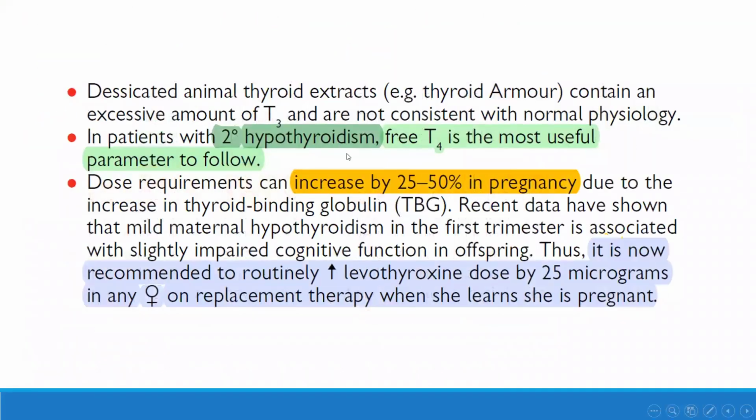So don't forget that in pregnancy, once the patient gets pregnant, we should increase the dosage of levothyroxine by 25 to 50%, or 25 to 50 microgram, excess dose.